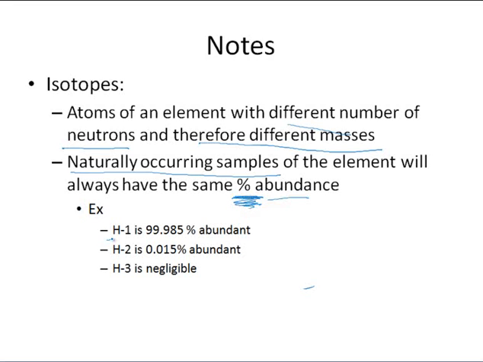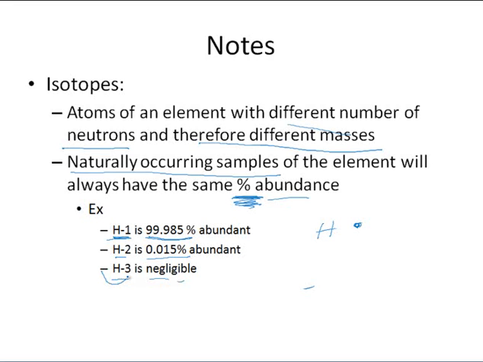So for instance, if I take a sample of hydrogen, there are 3 isotopes of hydrogen, and the one that is by far the most prevalent is the one we know that has 1 proton, no neutrons. So that's an isotope of 1, and you can see 99.985% of that element is hydrogen-1. A very small amount, 0.015%, is H-2, and H-3 is a negligible amount.